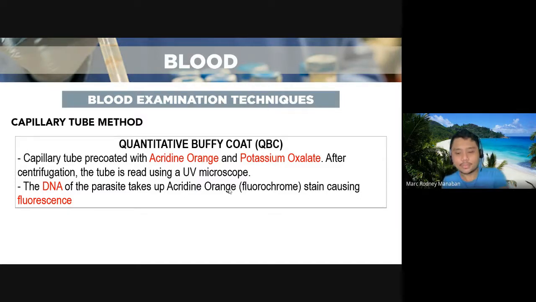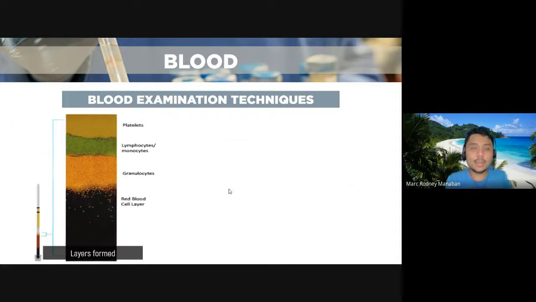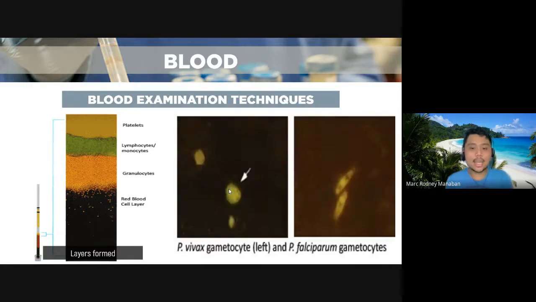Here's an example. Your capillary tube is already pre-coated inside with acridine orange and potassium oxalate. When you add the blood sample and centrifuge it, layers will form, and we focus more on the red blood cell layer, especially if you want to look for Plasmodium. Here's a result with a black background and the red blood cell layer. On the left is the P. vivax gametocyte, and on the right is the P. falciparum gametocyte, which has a different shape.